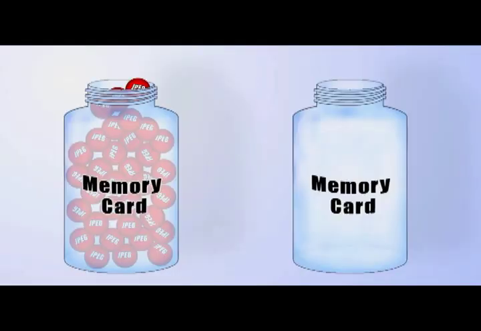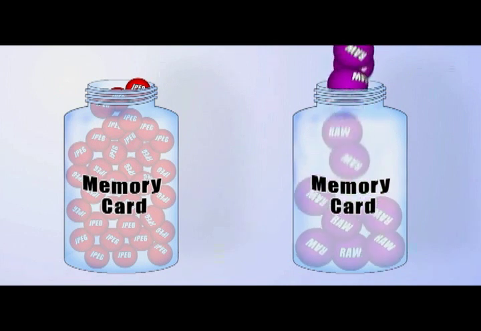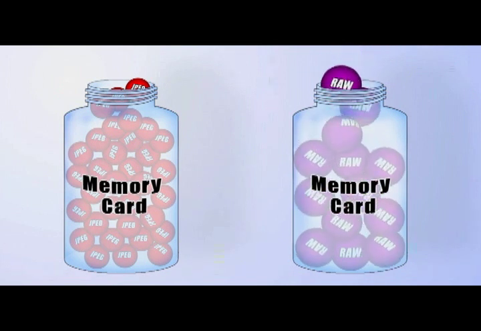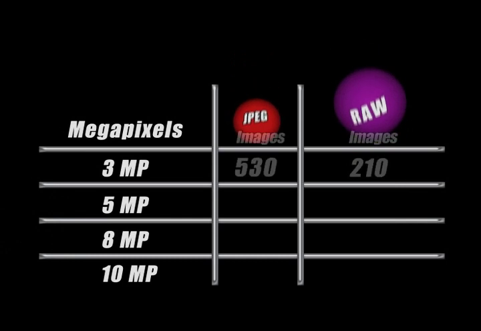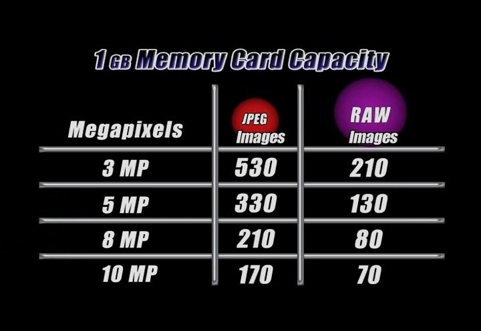Unlike JPEGs, RAW files are not compressed. Because RAW files include more information, these files also take up more space on your memory card. RAW files are large compared to JPEGs. You can take pictures solely in RAW format, or you can set your camera to shoot in both RAW and JPEG formats at the same time.